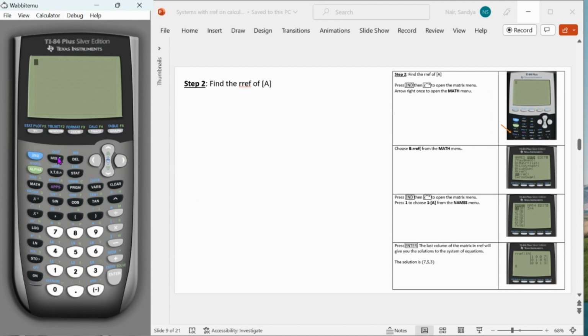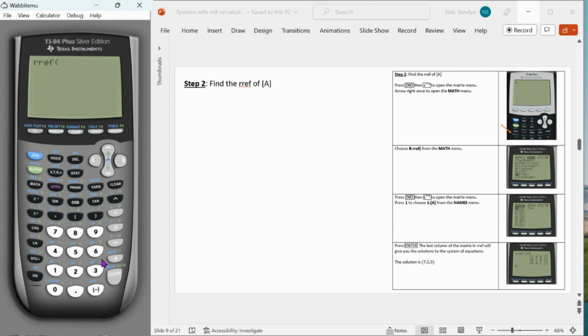And now we're going to tell it to find the reduced row echelon form of A. So we do second matrix, and now we have to choose the math menu. Okay, so that's where we have all the functions that will do math on our matrix. So we're going to scroll down until we find reduced row echelon. Okay, so be careful because it has row echelon in there, but we don't want to choose that. You want to look for the two R's. Okay, and that's going to be option B, reduced row echelon form.